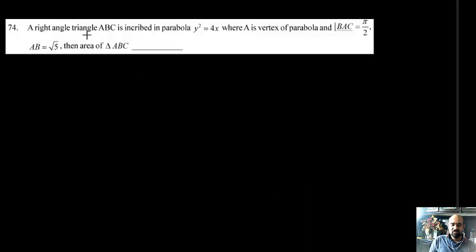Our next question, students: a right angle triangle ABC is inscribed in a parabola y square equal to 4x, where A is the vertex of the parabola and angle BAC equal to 90 degrees, AB equal to root 5. Then find the area of triangle ABC. Okay, first of all, listen, students.